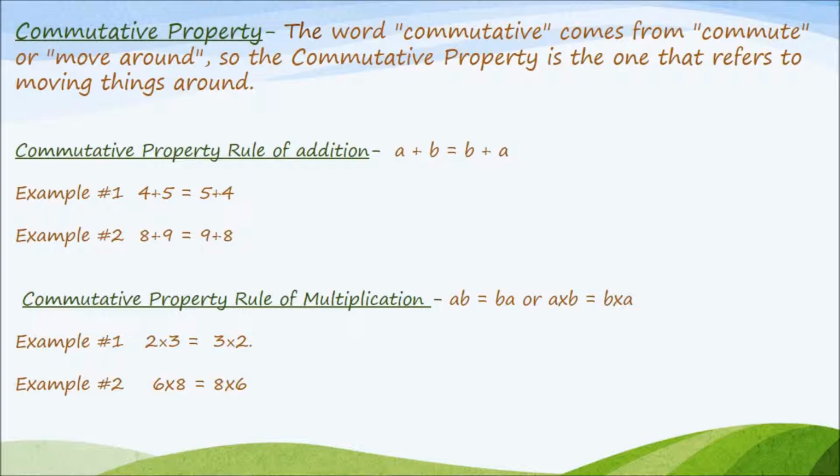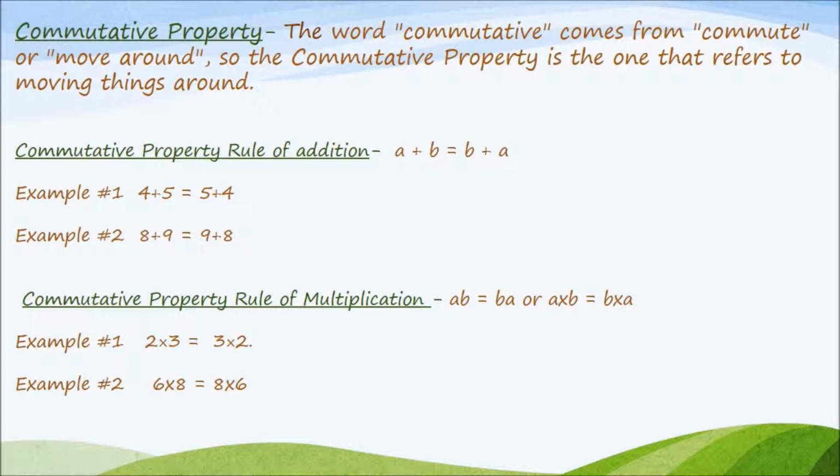Okay, let's talk about the commutative property. The word commutative comes from commute, or move around. So the commutative property is the one that refers to moving things around. Now, let's talk about the commutative property rule of addition. It states that a plus b is equal to b plus a. Example 1. If you add 4 plus 5, it would be equal to 5 plus 4. Example 2. If you add 8 plus 9, it would be equal to 9 plus 8.